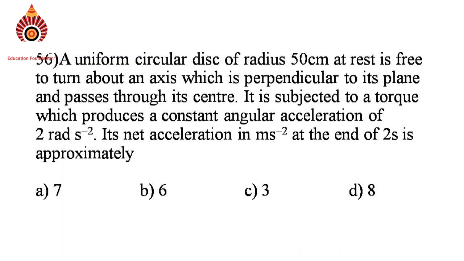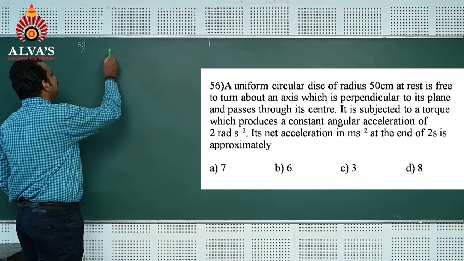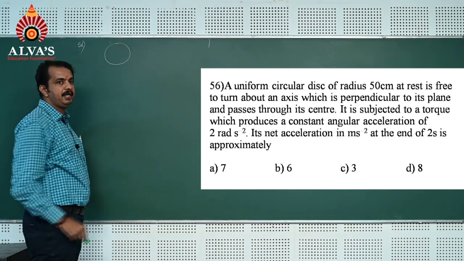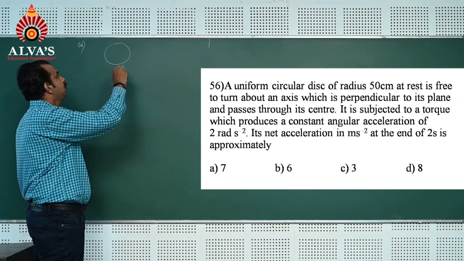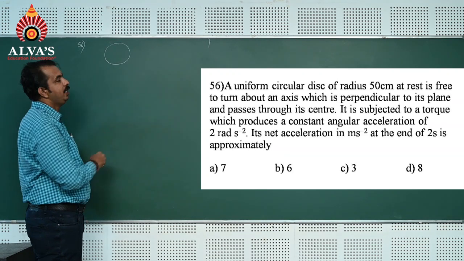Question number 56. Uniform circular disc of radius 50 centimeter at rest is free to turn about an axis which is perpendicular to its plane and passes through its center. It is subjected to a torque which produces constant angular acceleration of 2 radian per second square. Its net acceleration in meter per second square at the end of 2 seconds is asked. Here it is a uniform circular disc which was at rest. Now it is made to rotate.